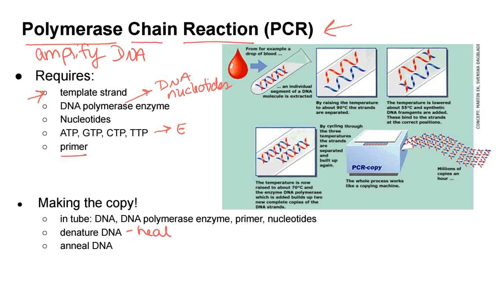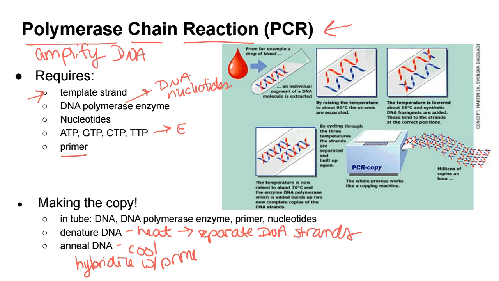Okay, and then you're going to need to denature the DNA. So basically, you're going to need to heat the DNA to above 90 degrees Celsius, and what that will do is separate the DNA strands. So we denature it, heat it up enough to separate the DNA strands, and then we anneal the DNA, which is going to cool it down. And it's going to cool it down so it will actually build the DNA. Okay, so it will join with the primers and build the DNA. And that's how we'll get our copies.